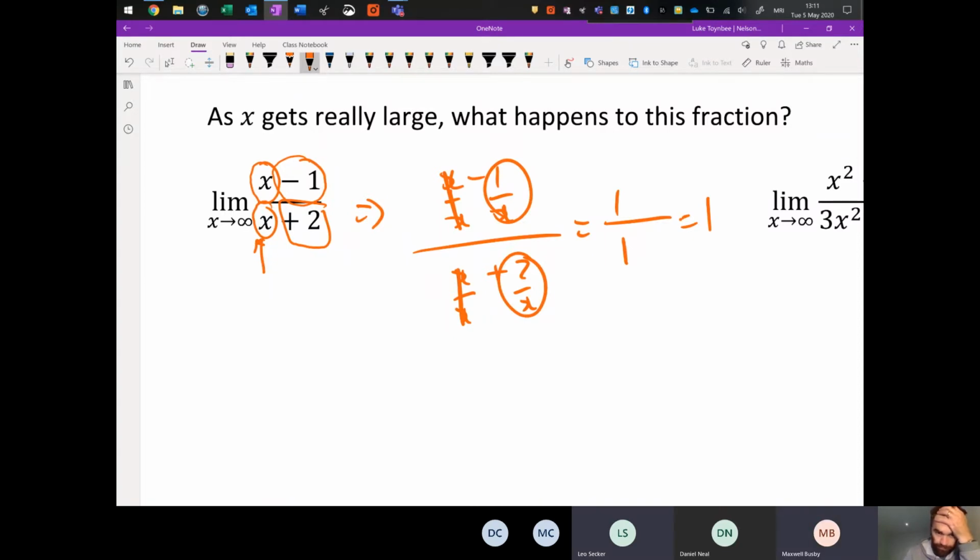So in other words, you can ignore the 1 and the minus 1 and the plus 2. You ignore the lesser values of x because they are going to get closer and closer to 0. Leo, Dimitri, did that make sense to you guys? Yep.